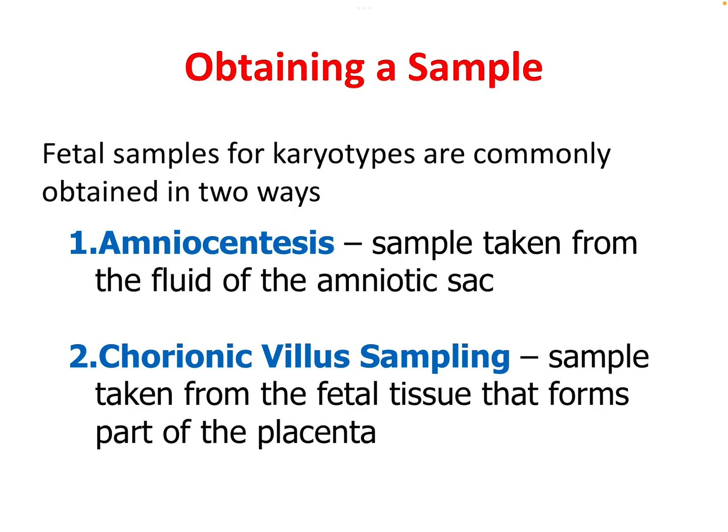So we can use a fetal sample for karyotypes. Commonly used, number 1, is amniocentesis. A sample is taken from the fluid of the amniotic sac. Or we can use chorionic villus sampling. So the sample is taken from the fetal tissue that forms part of the placenta.